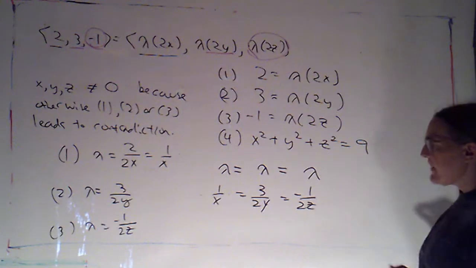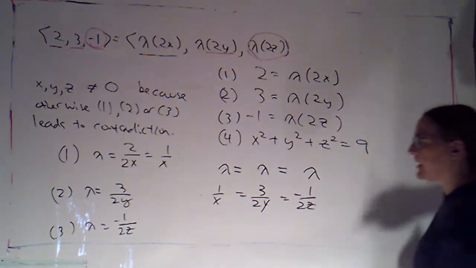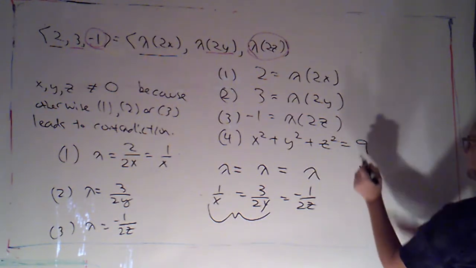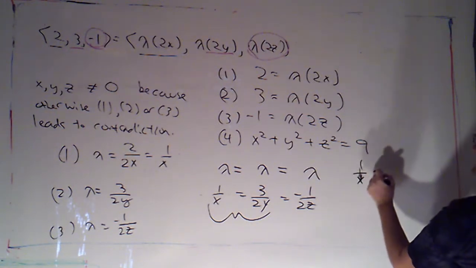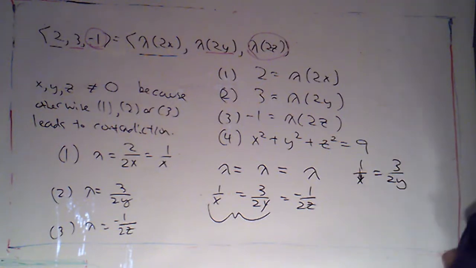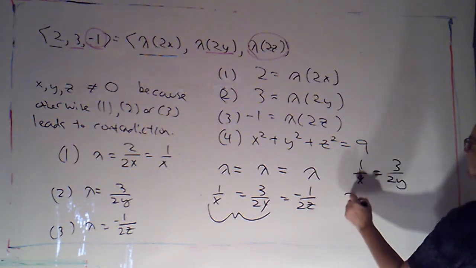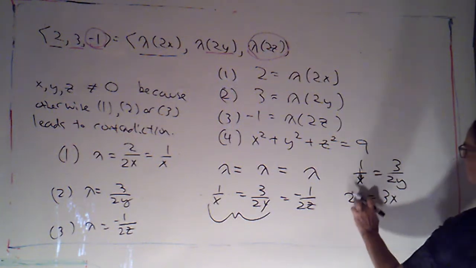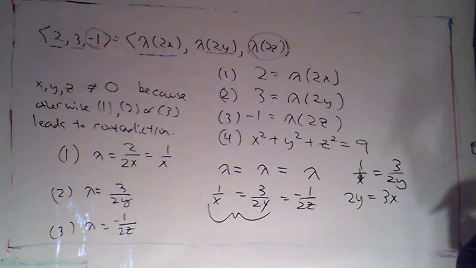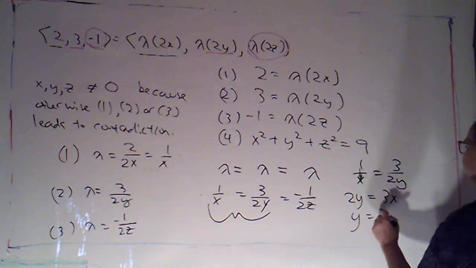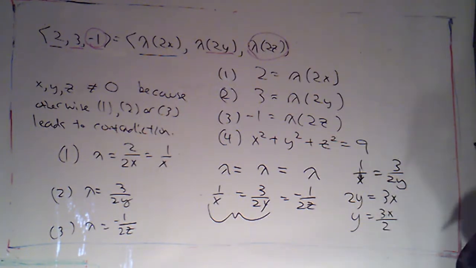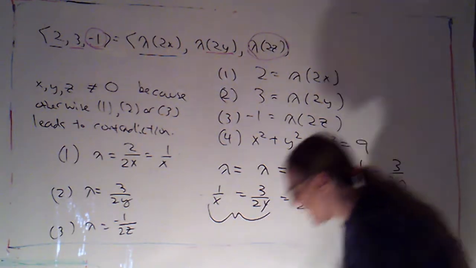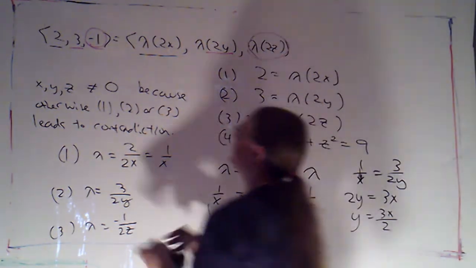And I don't want to work with all of that information at once, but let's just pair them off. If 1 over x is 3 over 2y, I can cross multiply. 2y equals 3x. Y is 3x over 2. Could have solved for x or for y. I chose to solve for y. Okay.